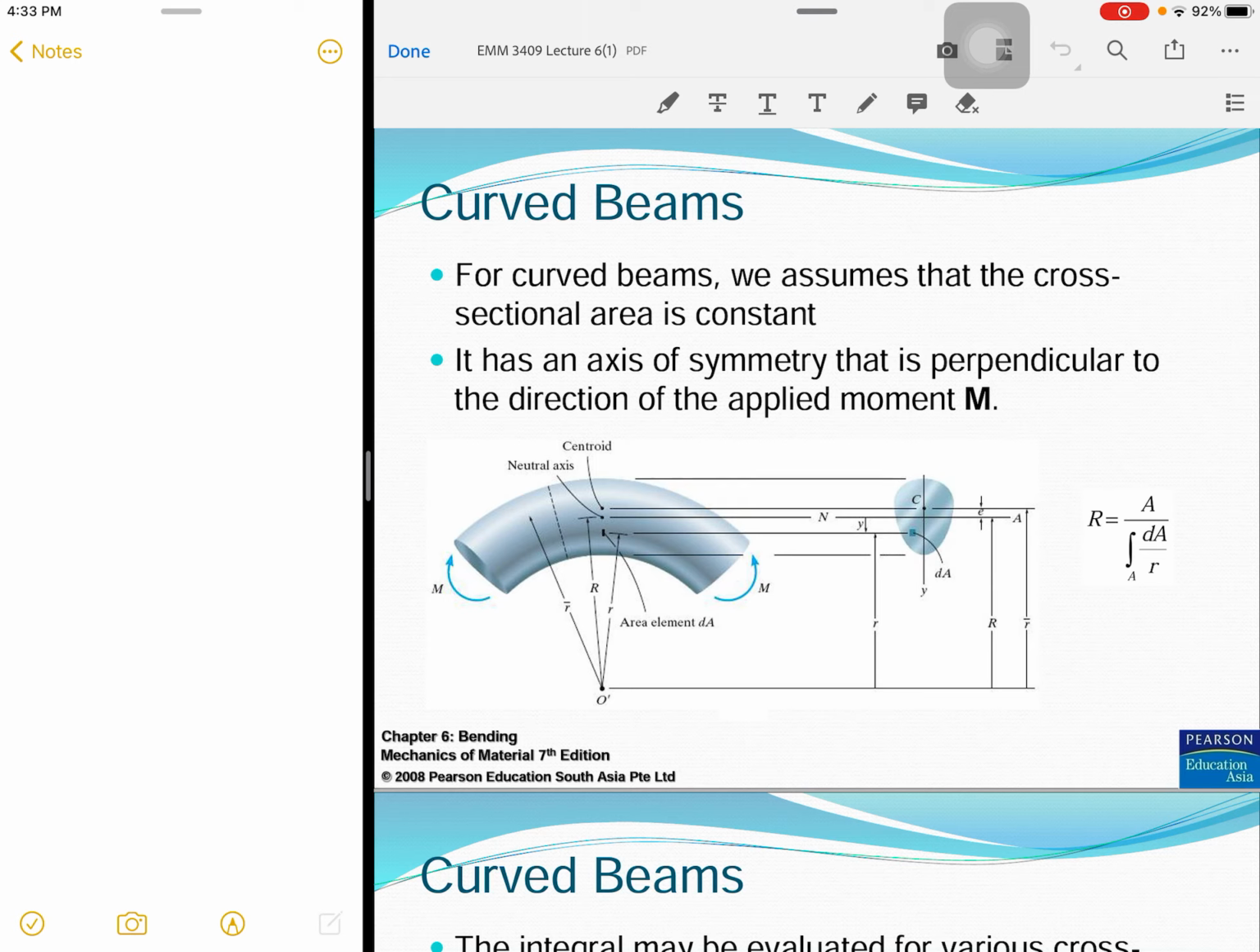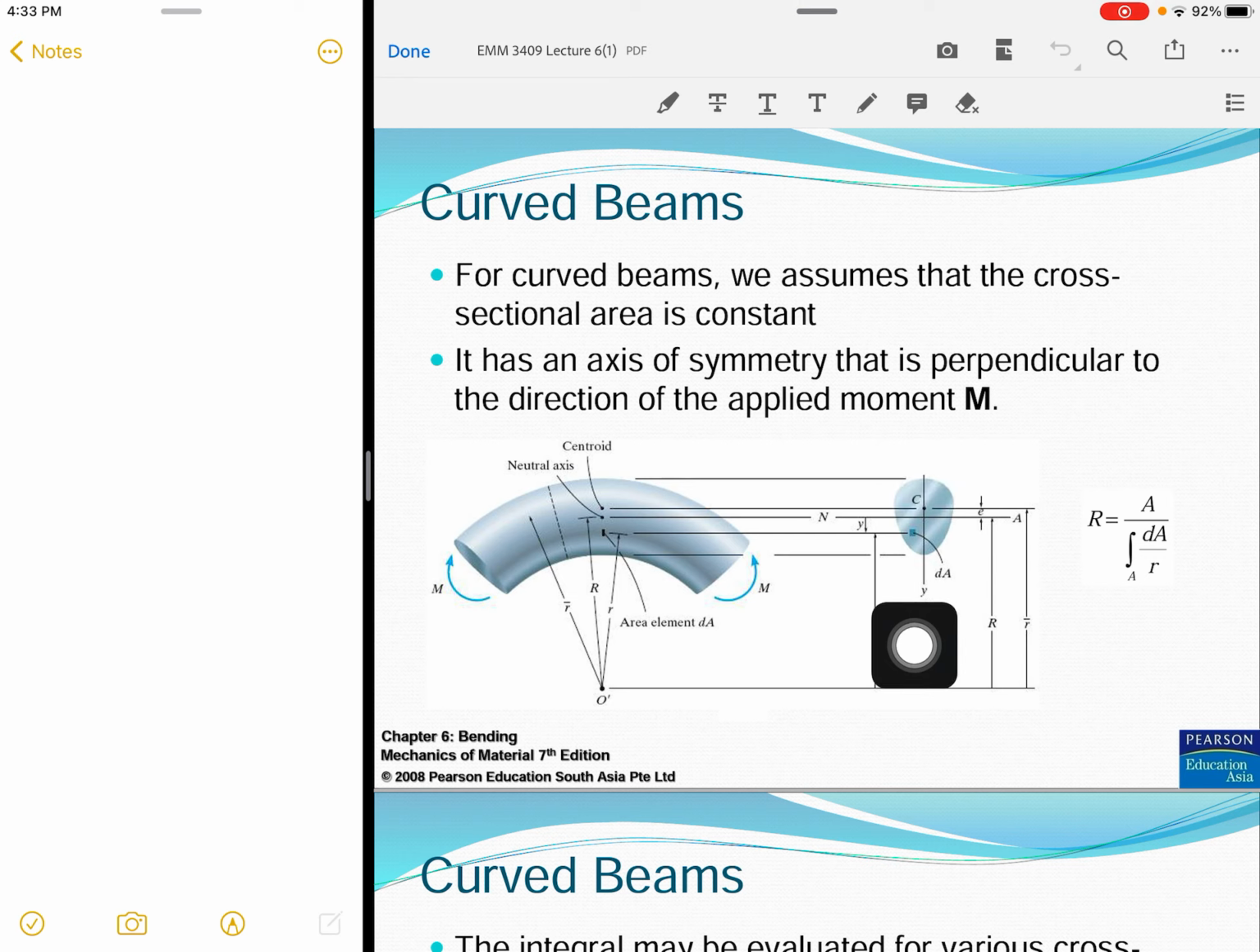For curved beams, we assume that the cross-sectional area is constant, although the beam is curved. Okay, and it has an axis of symmetry that is perpendicular to the direction of the applied moment. If you can see right here, the moment applied is along the y-axis. As you can see, there is a y-axis over there.